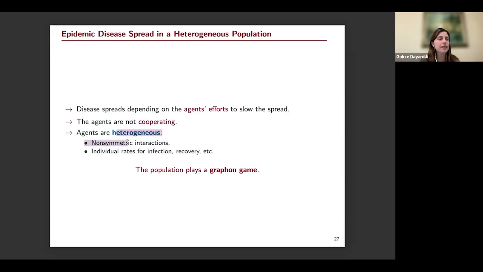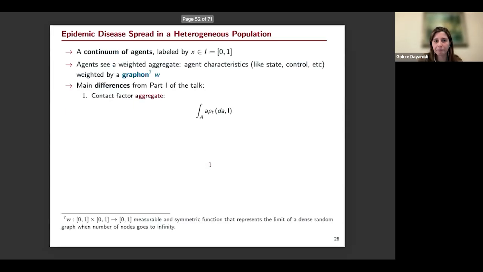For example, you may interact with your neighbors more, or you may interact with your age group more. Further, they are going to have individual rates for infection, recovery, etc. For example, older people may have a worse recovery rate. So then the population is going to play a graphon game. So what is a graphon game? In the graphon game, since there is no homogeneity, we are going to look at a continuum of agents, and they are going to be labeled with X. This X is going to be on the continuum between 0 and 1.